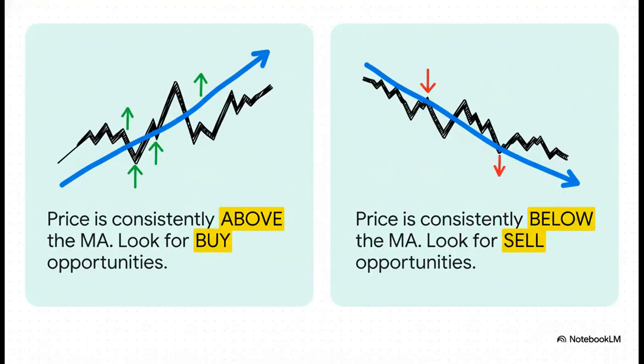Okay, this one is about as straightforward as it gets. If the price is consistently trading above the moving average line, you're in an uptrend. Simple. You should be looking for chances to buy. And if the price is consistently below that line, well, that's a downtrend, and you should be on the hunt for selling opportunities. See? Super easy.